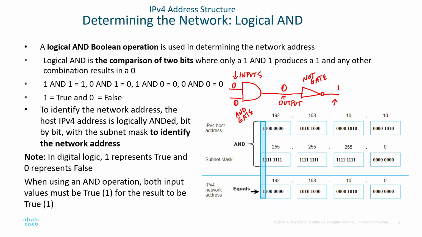When you get to the second octet, your very first bit is a 1 and a 1, which results in a 1. Your second one is a 0 and a 1, resulting in a 0, so forth and so on. And you do this entire procedure all the way to the end. Then, once you are done and you have the binary representation of the IPv4 network address, you then translate it back to decimal.